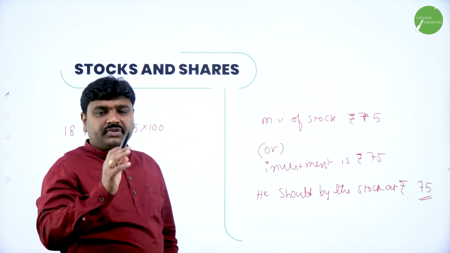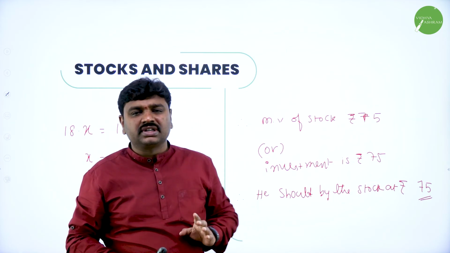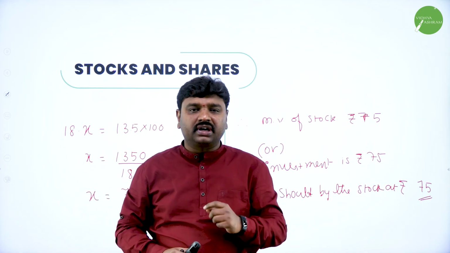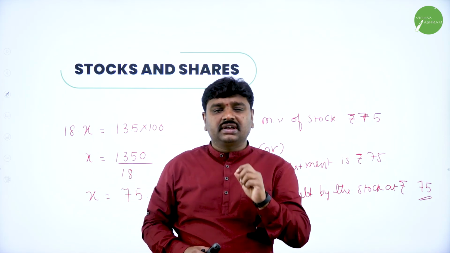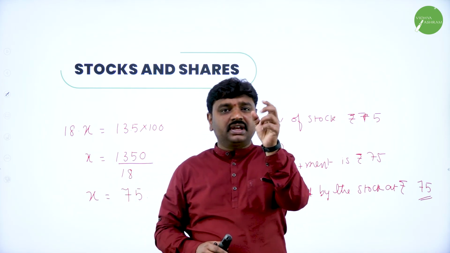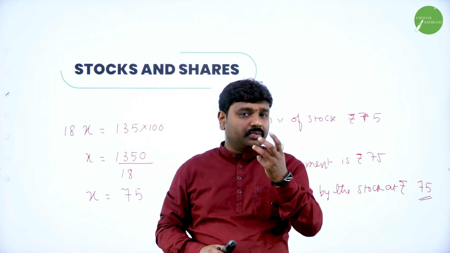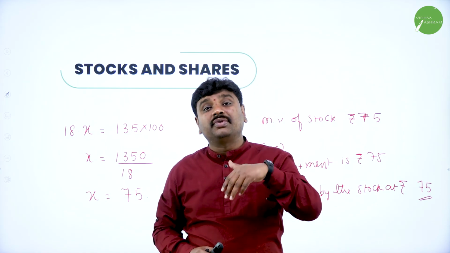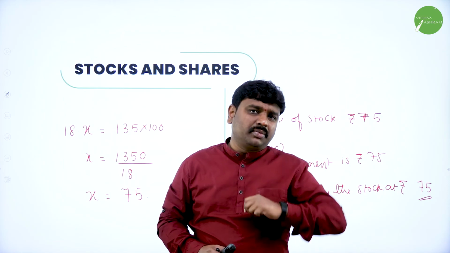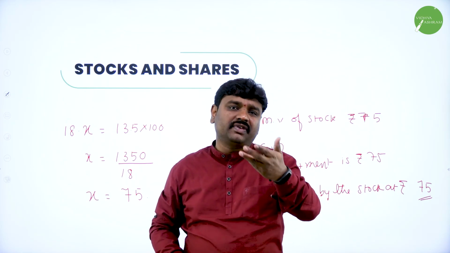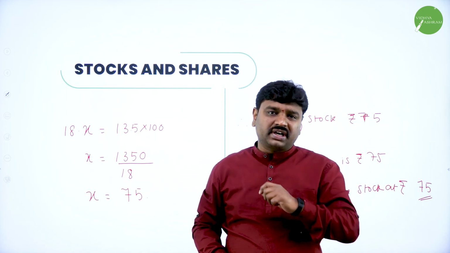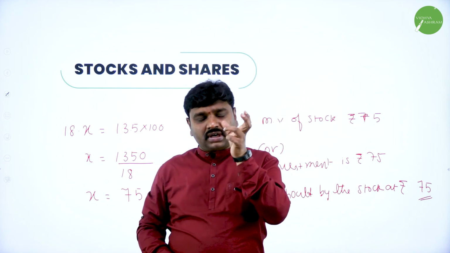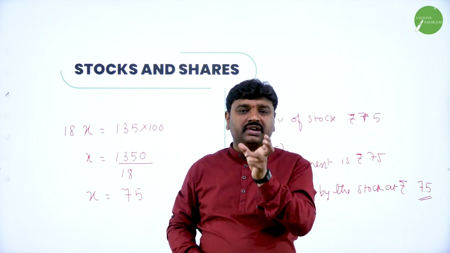So, now we have done problems based on yield. What is yield? Income by investment into 100. If you want yield in percentage, into 100. And yield is calculated by comparing your income, whatever you are getting, what the company is giving you, divided by how much amount you invested. Generally, whatever amount you are investing is called your market value. So whatever the market value, you have to invest according to market value. So income by amount invested into 100.